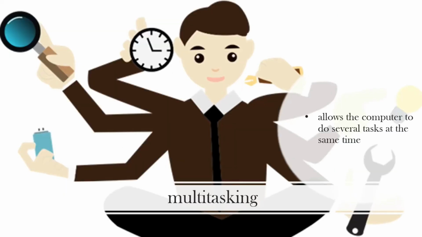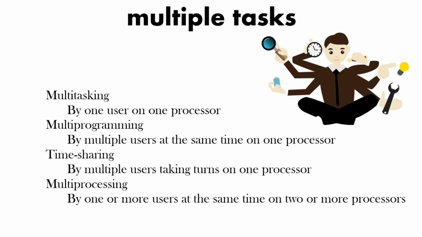The computer can do several tasks at the same time. So this is called multitasking. We can think of multitasking as one user doing many tasks with one processor, whereas with multi-programming, we might have multiple users at the same time using one processor. Time sharing is when we have multiple users taking turns with that processor, and multiprocessing is having one or more users at the same time on two or more processors.